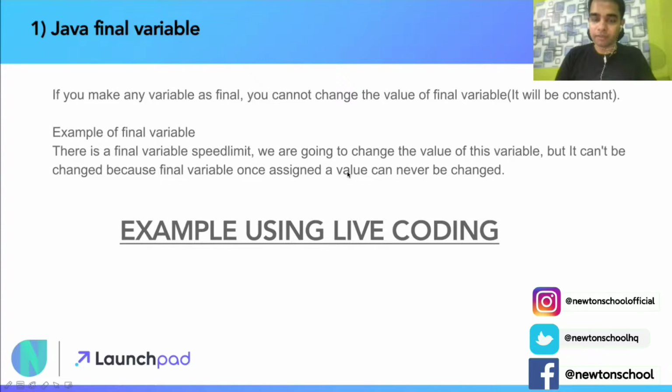First, the Java final variable. If you make any variable final, you cannot change the value of that final variable. This will be counted as a constant. Let's see an example of a final variable in our class. The example I'm going to show you has a final variable named speed limit, whose value you are going to try to change, but it cannot be changed, because once you declare a variable as final, its assigned value can never be changed. Let's see this example by coding.